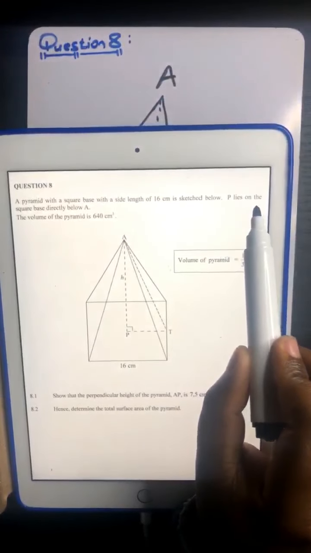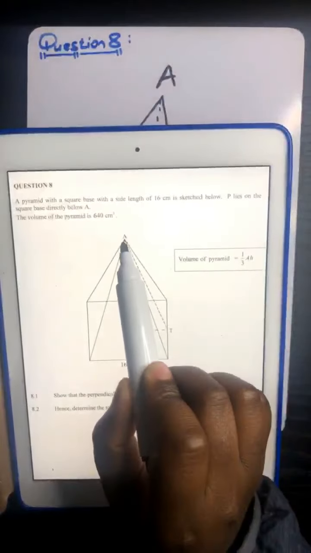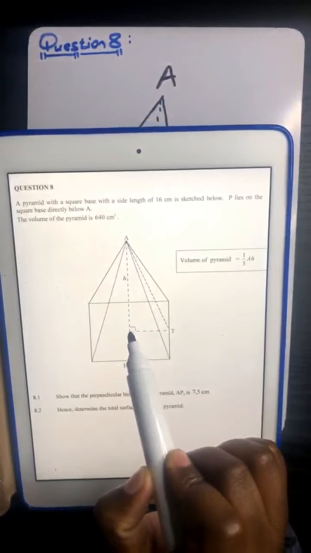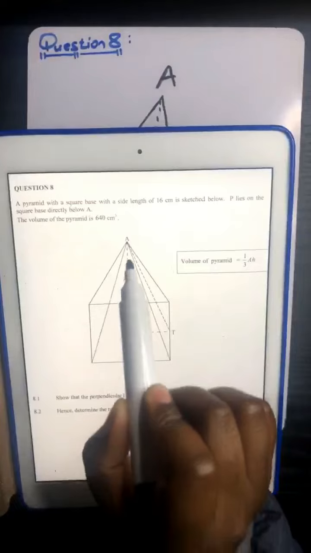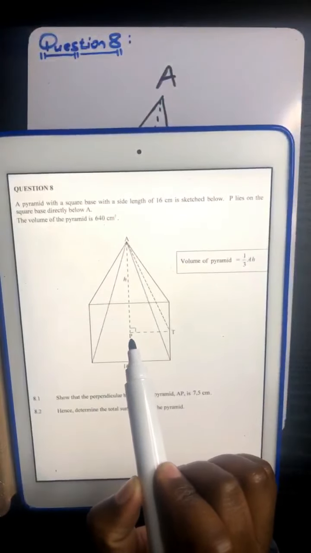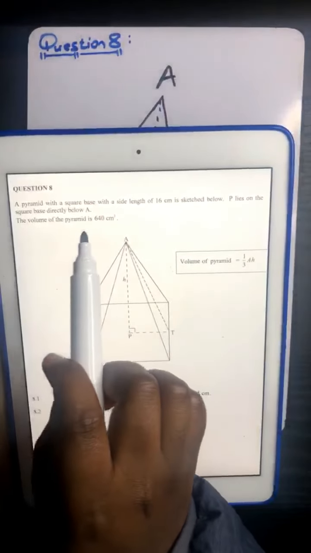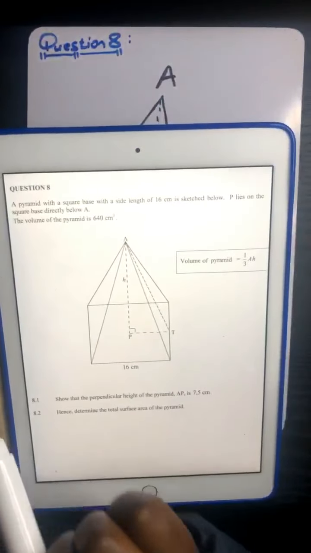P lies on the square base directly below A. That means directly below A, if you go straight down, which is actually at the center of that square, this is where they say is point P. And then they say the volume of the pyramid is 640 cubic centimeters.